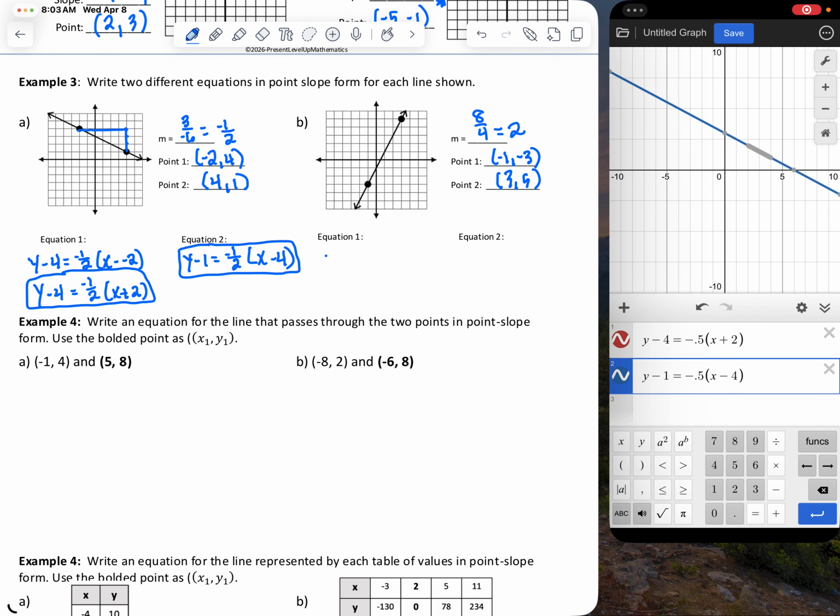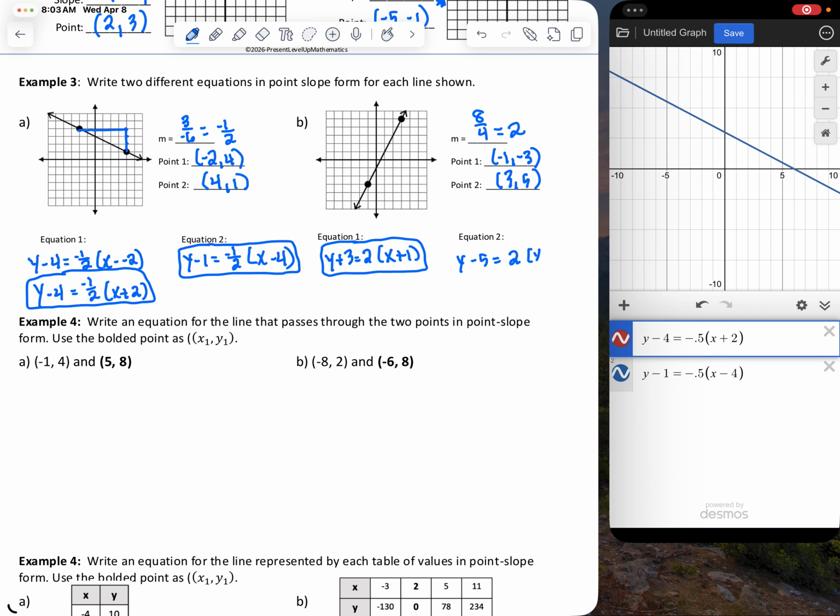For equation 1, I had y plus 3 equals 2 times the quantity x plus 1. And for equation 2, I had y minus 5 equals 2 times the quantity x minus 3. So check your work, and if you got either one of these incorrect, pause the video and correct your mistakes. All right.